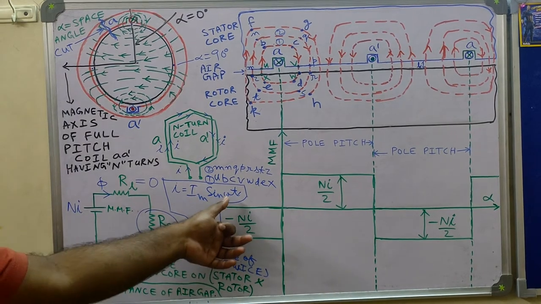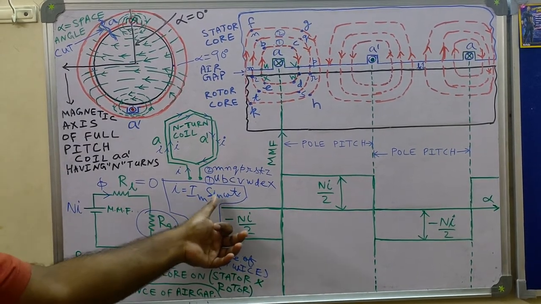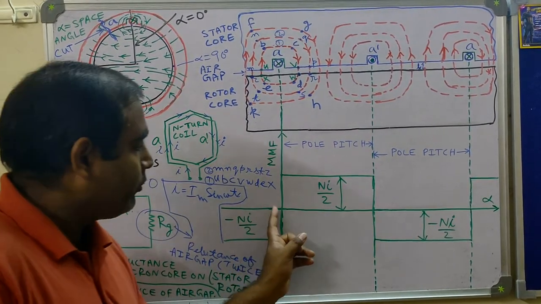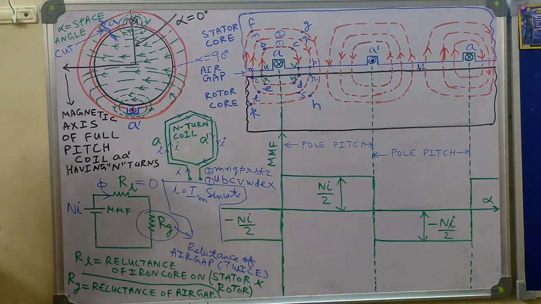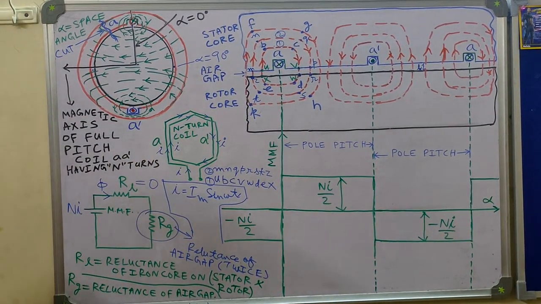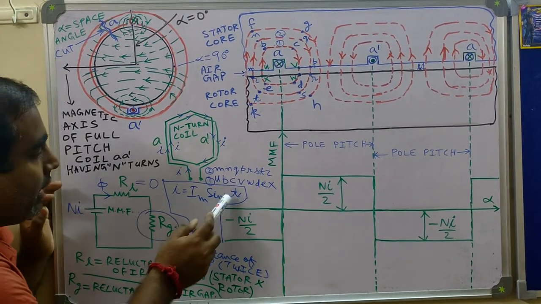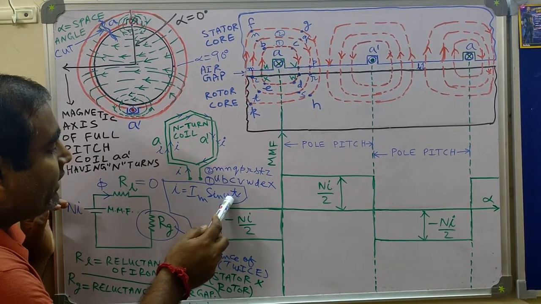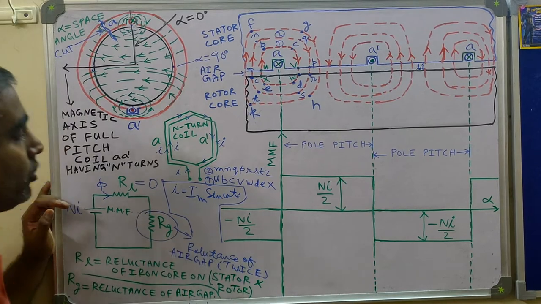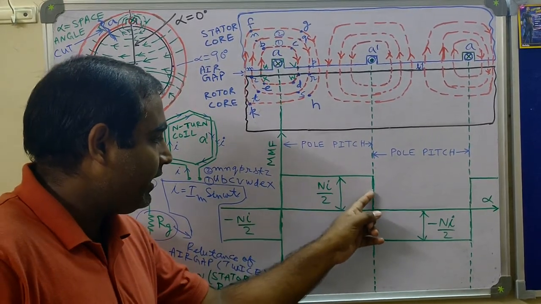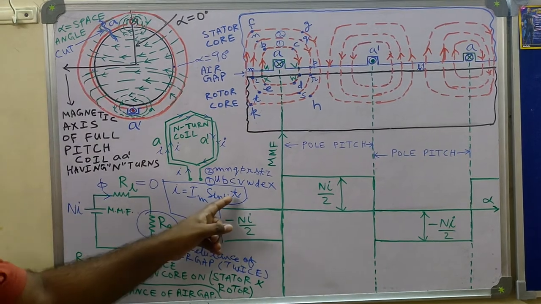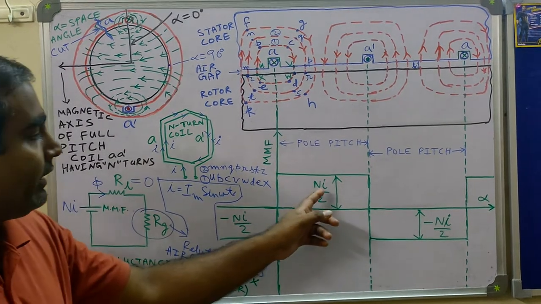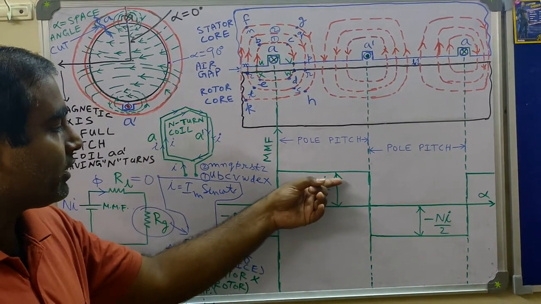At omega t equal to 0, sin 0 is 0, so I will be 0. So it will be a flat line like this. At omega t equal to 30 degree, this will be sin 30. So sin 30 is what? Half. So this will be Im by 2, and the height will be N into Im by 2. At omega t equal to 60 degree, it will be sin 60, that means root 3 by 2. So it will be N into Im into root 3 by 2. So the height will increase further.